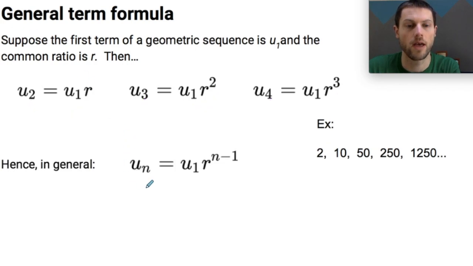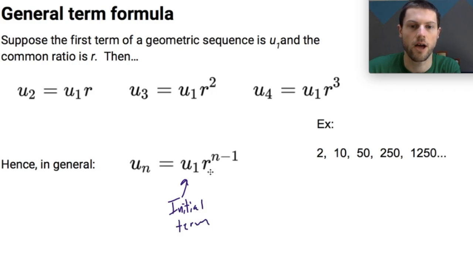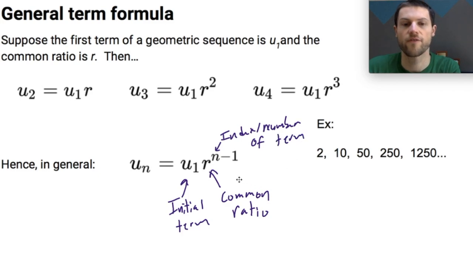So I can generalize this and say that the term that I'm looking for is equal to the initial term times the common ratio raised to the n minus 1 power. The n is the index just as before, or the number of the term. So if I'm looking for my 5th term, I'm plugging in 5 for n. If I'm looking for my 25th term, I'm plugging in 25 for n. And that'll help me generate u sub 5 or u sub 25 in my example.